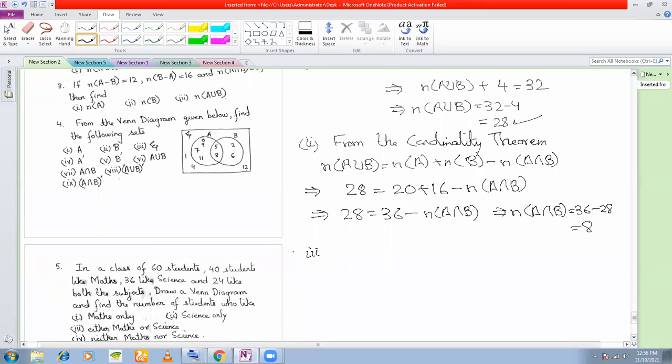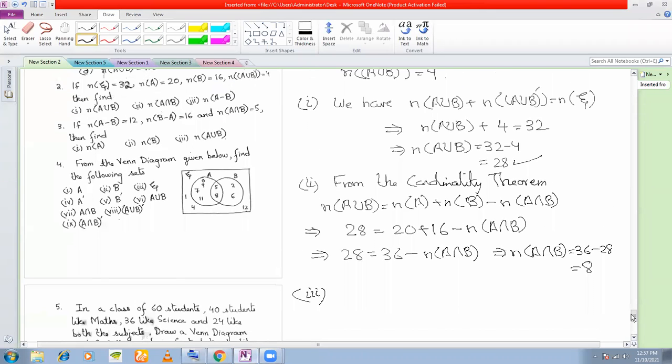Third, cardinality of A minus B. See what is given, and what have we found out? You have already found out cardinality of A union B as 28, right? Now, how can you write cardinality of A minus B in terms of cardinality A union B?